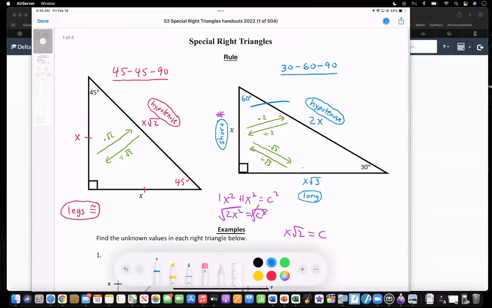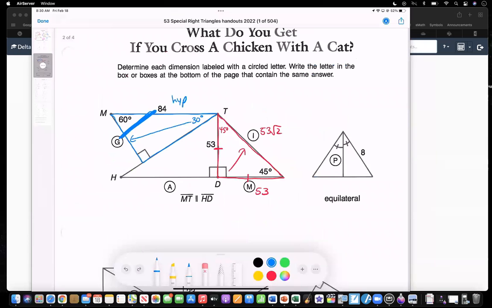Okay, so remember the relationship between the short leg and the hypotenuse is double, right? So to go from the short leg to the hypotenuse, it's just times 2 or divide by 2 going backwards. So if this is 84, to go to the short leg, this would be half of 84. So that would be what, 42?